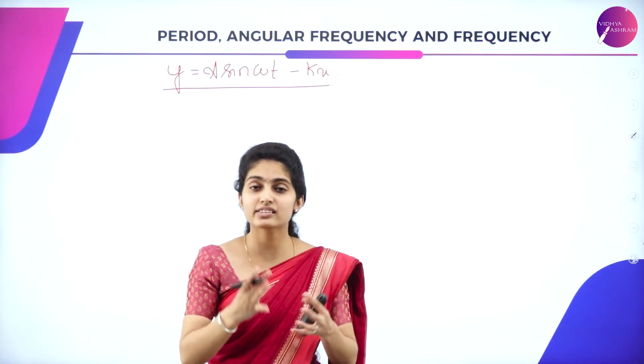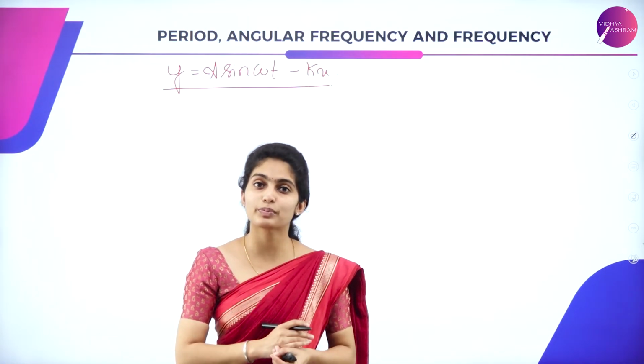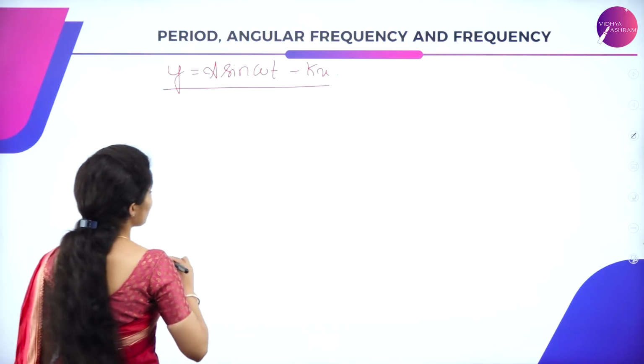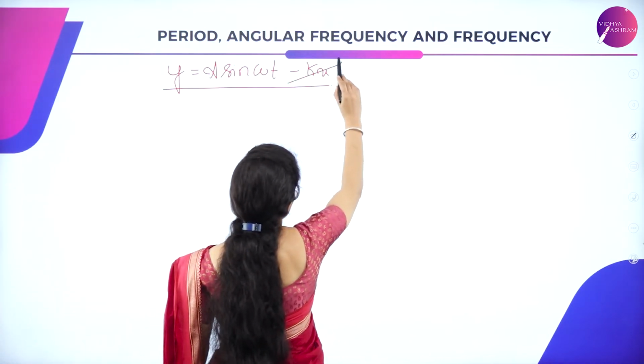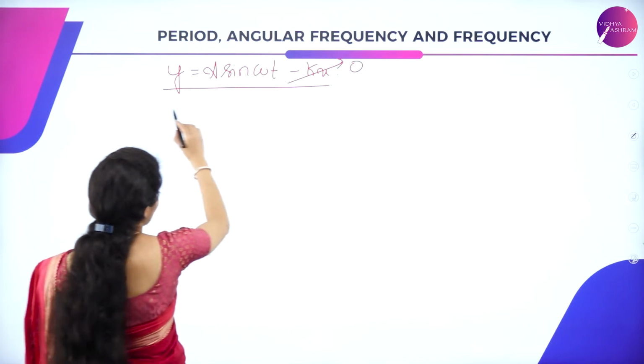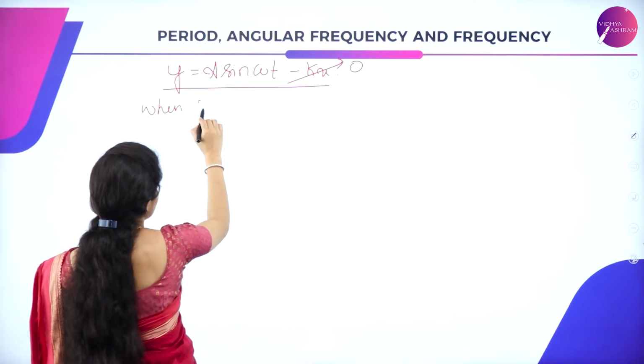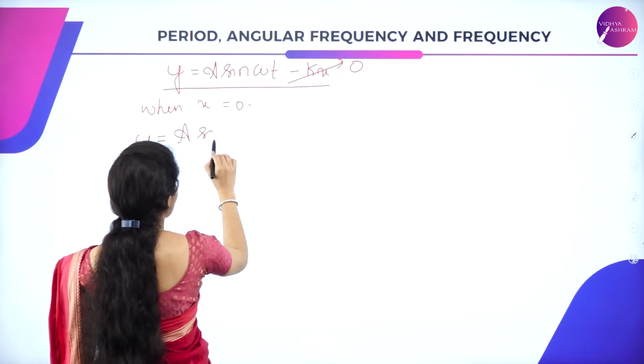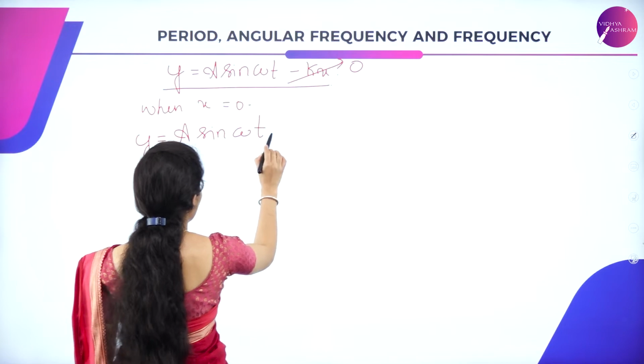When at a certain time x is said to be 0, the displacement at the origin is said to be 0. When that is the case, you can just delete this term, so it becomes 0 when x is 0. You have y is equal to a sine omega t.